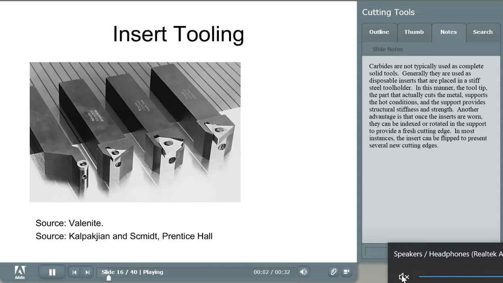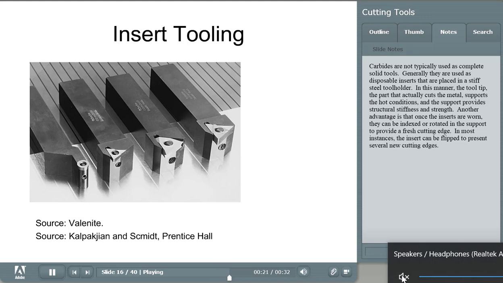Insert tooling. Carbides are not typically used as complete solid tools. Generally, they are used as disposable inserts that are placed in a stiff steel tool holder. In this manner, the tool tip, the part that actually cuts the material, supports the hot conditions, and the support provides structural stiffness and strength.